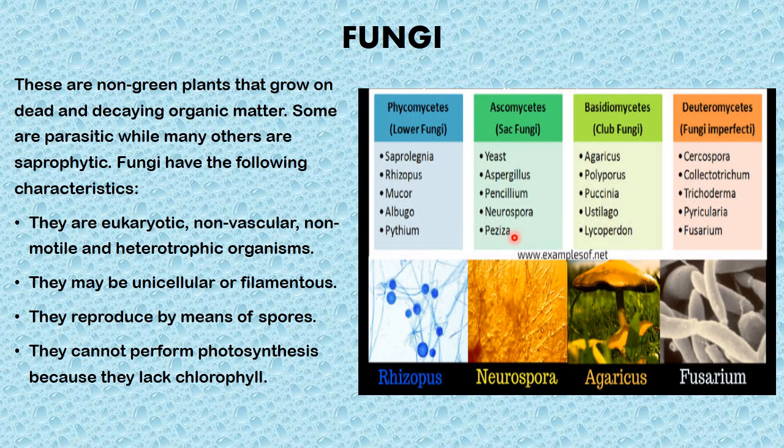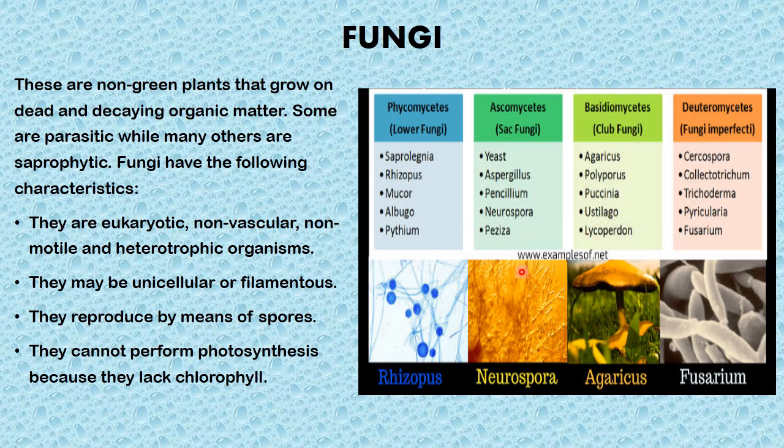Now we'll be moving to the next type of microorganism called the fungi. These are non-green plants that grow on dead and decaying organic matter. Some are parasitic while many others are saprophytic. They have the following characteristics. They are eukaryotic, non-vascular, non-motile, and heterotrophic organisms. In other words, they don't produce their own food by themselves, but they depend on others for food. They may be unicellular or filamentous. They reproduce by means of spores, and they cannot perform photosynthesis because they lack chlorophyll.